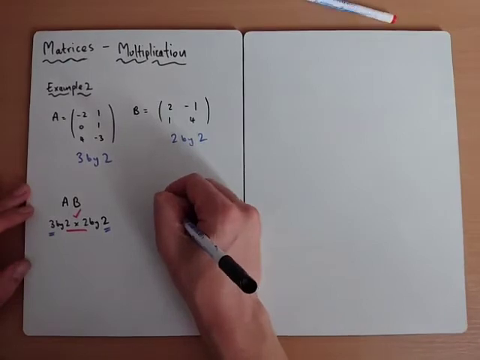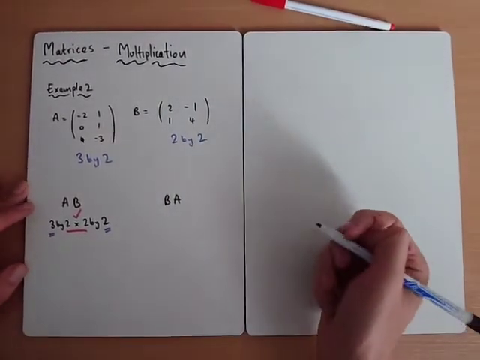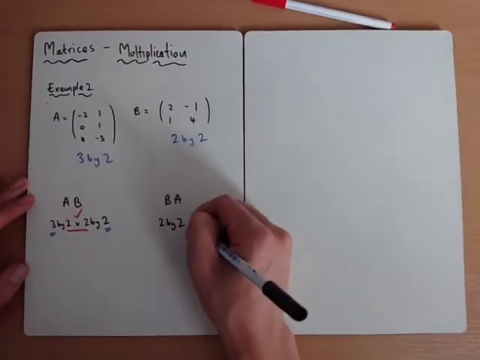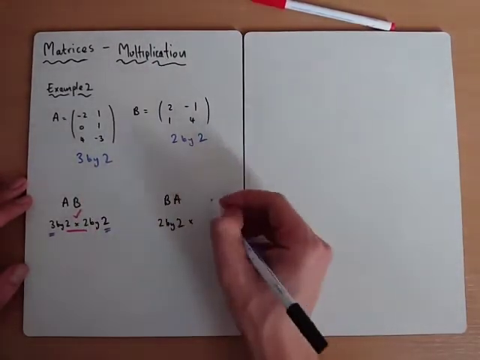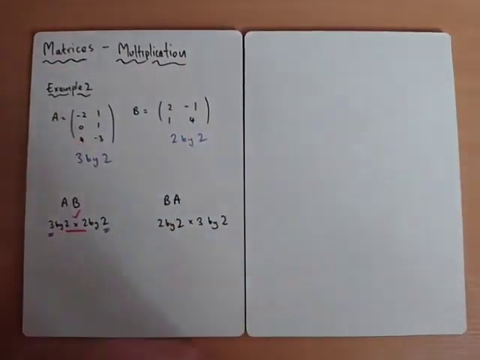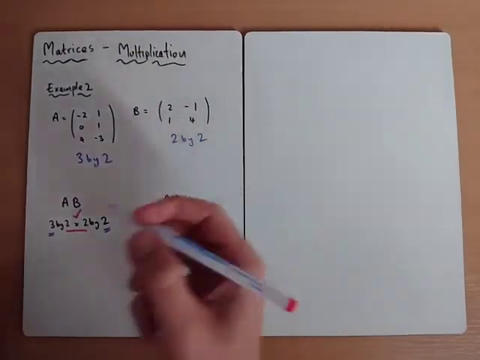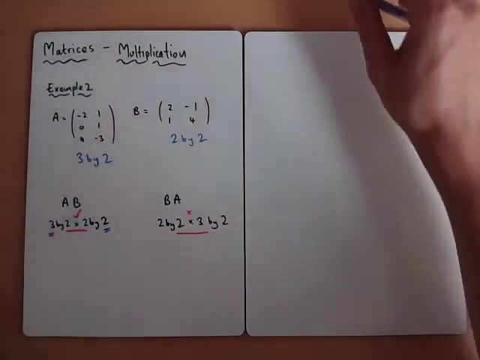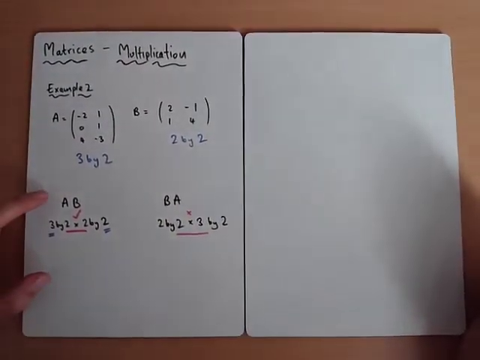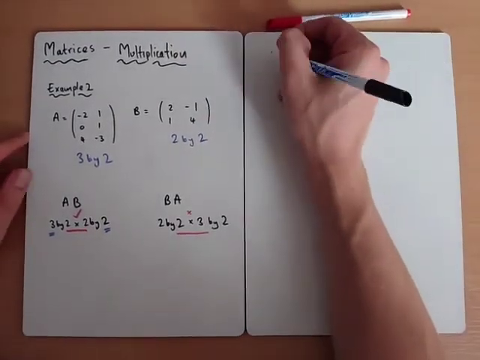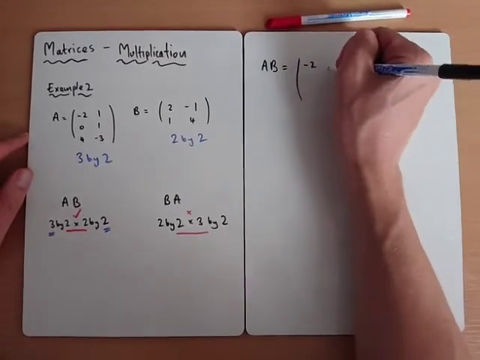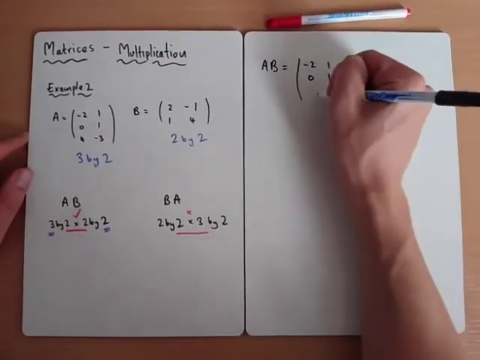Could we do it the other way around? So that would be 2 by 2 multiplied by 3 by 2. And because these do not match up, we would never be asked to do that in the exam, or we'd have to just say, look, it's not possible, you can't multiply them together. So let's just try and do A times B and see what we get. Okay, so AB would equal minus 2, 1, 0, 1, 4 minus 3.